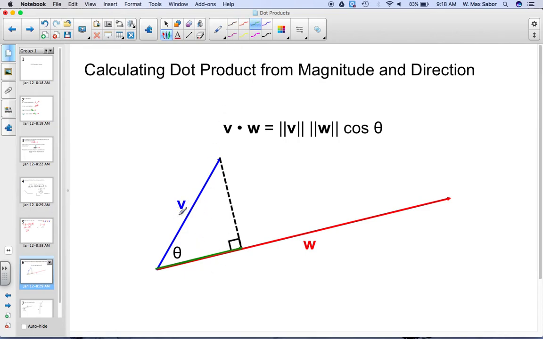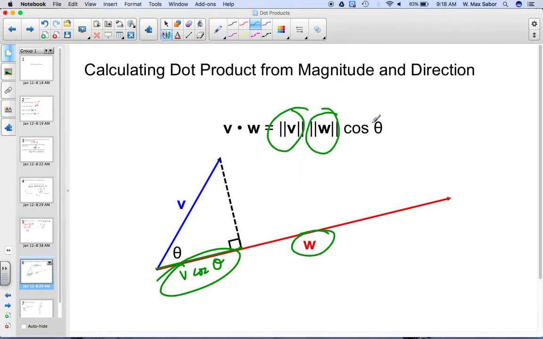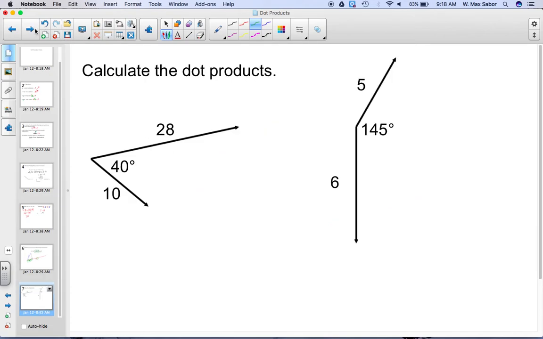Well, if this is v, we say that this is v times cosine of theta because it's the adjacent part of the triangle. It's adjacent to theta. So we're multiplying the parallel parts. We have v cosine theta and w, so we'll multiply those. So we take the magnitude of v, the magnitude of w, and then times cosine of theta. So that is how we calculate it from magnitude and direction only. This is more useful when you see things labeled like this, not with component form.